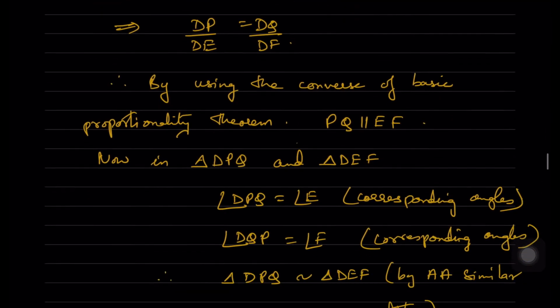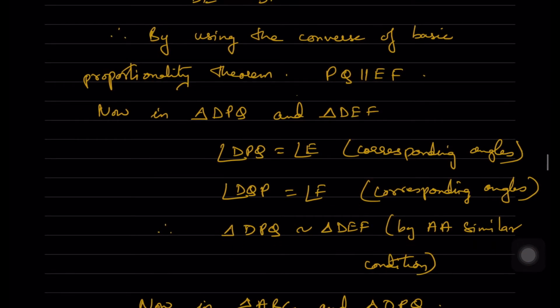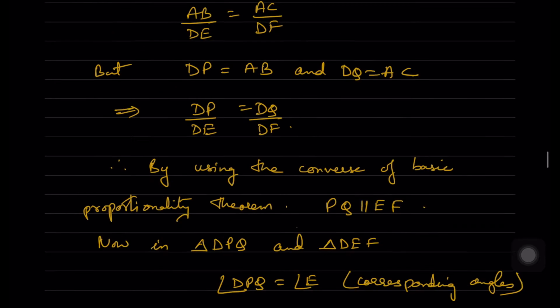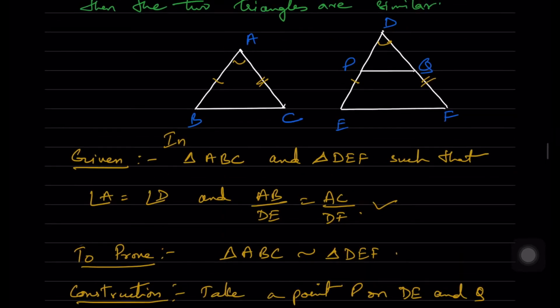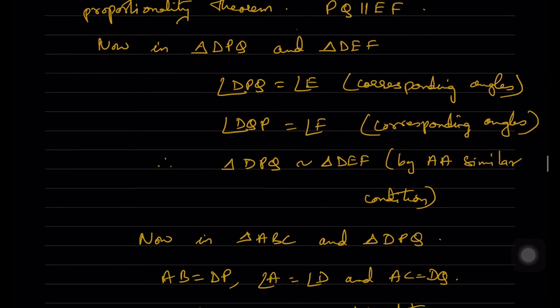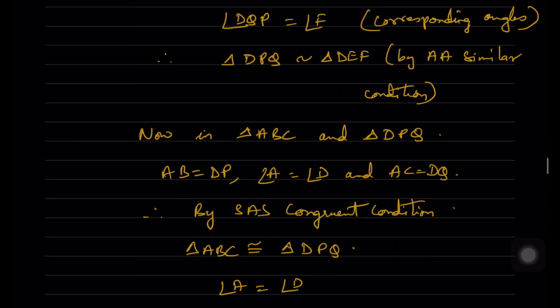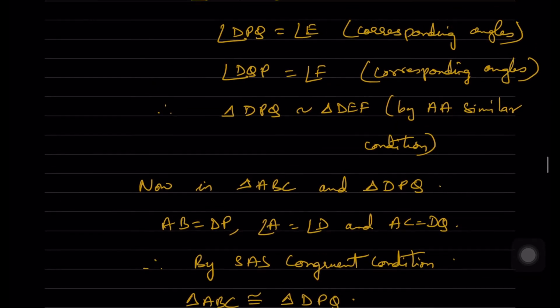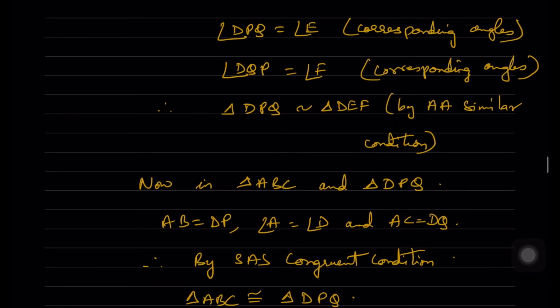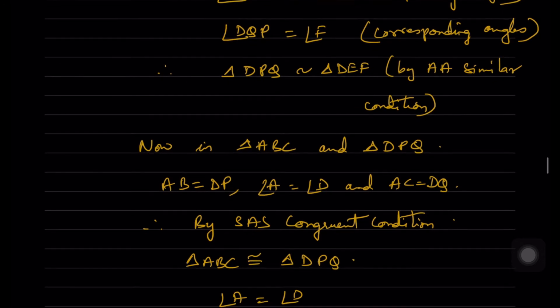Now in triangles DPQ and DEF, since PQ is parallel to EF, angle DPQ is equal to angle E and angle DQP is equal to angle F. These two pairs are corresponding angles, which I have written here. Therefore, triangle DPQ is similar to triangle DEF by the AA similarity condition, because these two angles are equal.